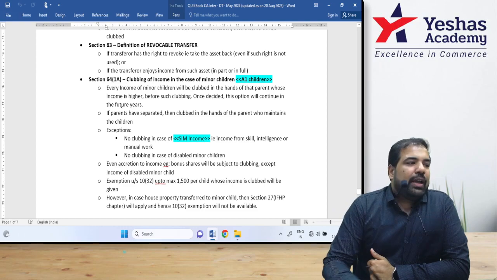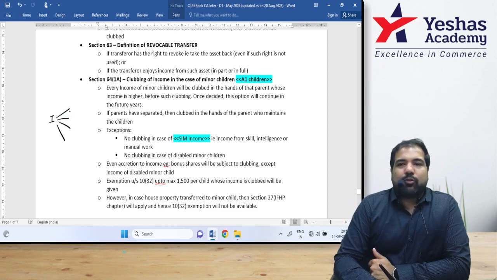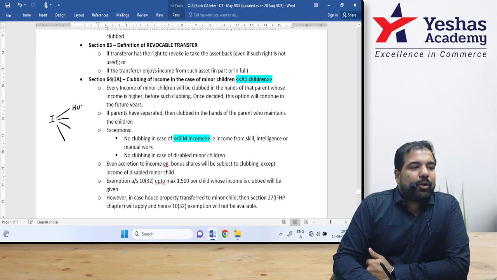The main section in clubbing of income is Section 64, and it says that as an individual you can club your income with 4 people, guys. Can you repeat the 4 people first? You might club it with whom? HUF. You might club it with spouse, with son's wife, and with a minor child.